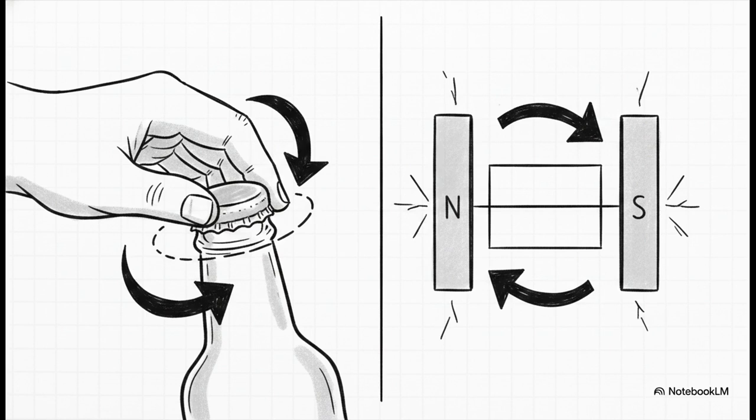So if we take a rectangular coil of wire and run a current through it while it's sitting inside a magnetic field, Fleming's left-hand rule tells us one side of that coil is going to get pushed up and the other side is going to get pushed down. Those equal and opposite forces cause the coil to continuously rotate. And just like that, class, you've learned exactly how an electric motor works.